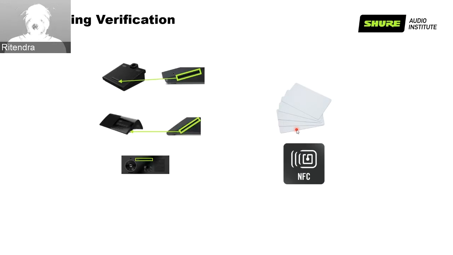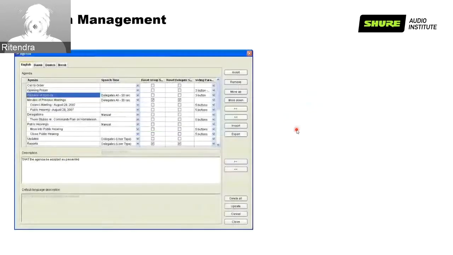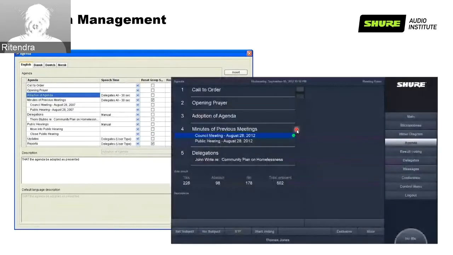ID and seating verification. Our system supports an NFC card. You can insert it, it will authenticate the conference unit, and you can continue your meeting. Agenda management. As said, these meetings are very structured. Each individual topic is planned. So you can show the agenda, and delegates can see the agenda and all.